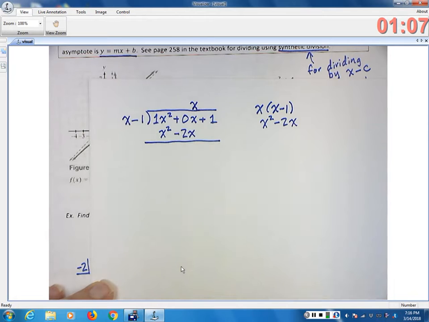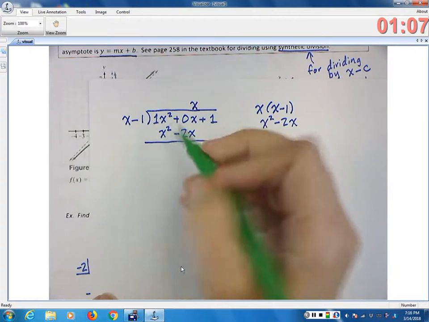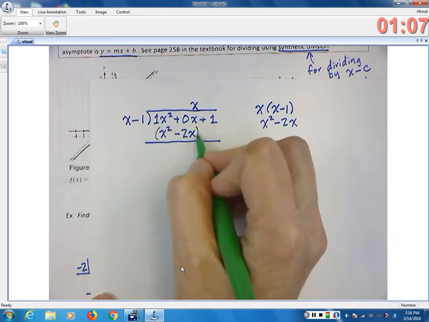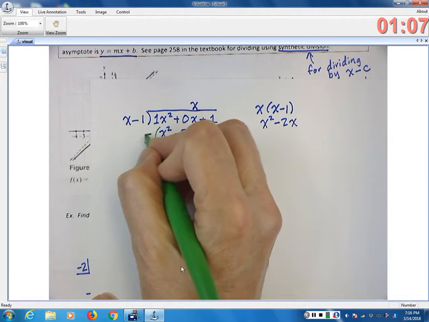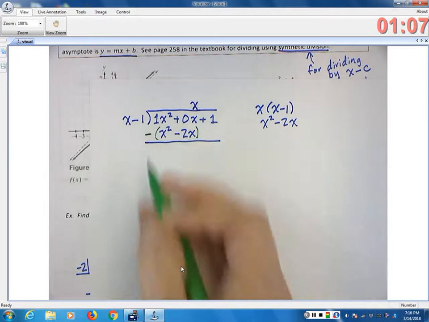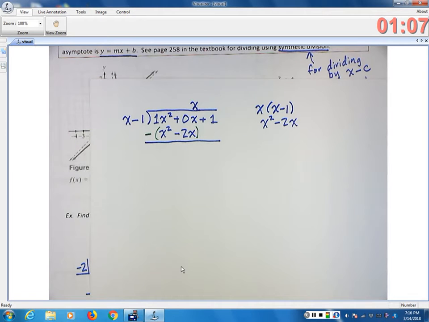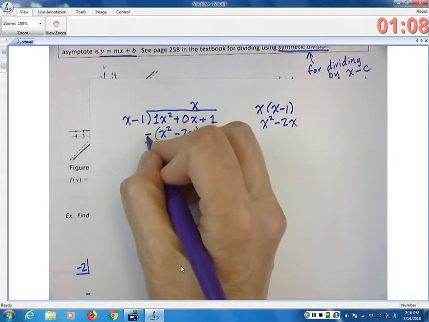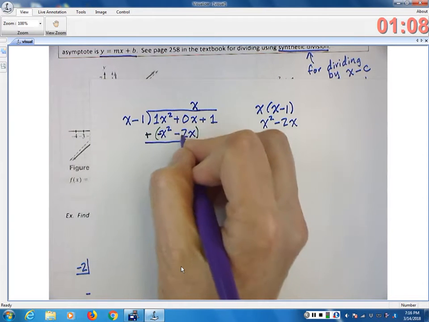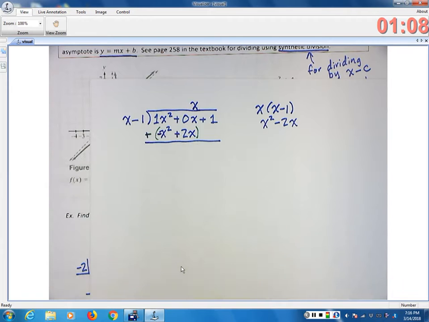Okay? And then in long division, at this point, you need to subtract. But to subtract polynomials, we'll put parentheses around the whole thing and put a subtraction sign. We usually like to make that addition and change the sign of every term and add. So that's what I just did.